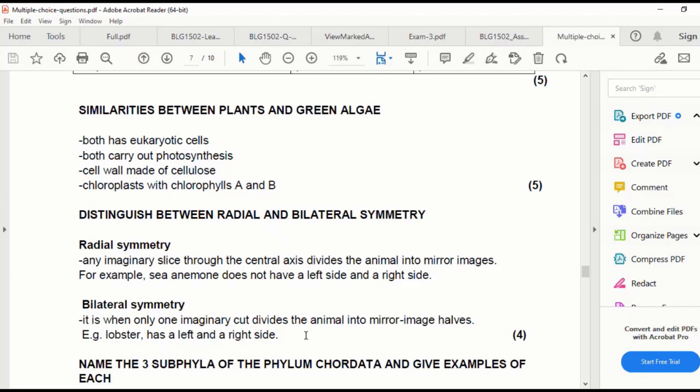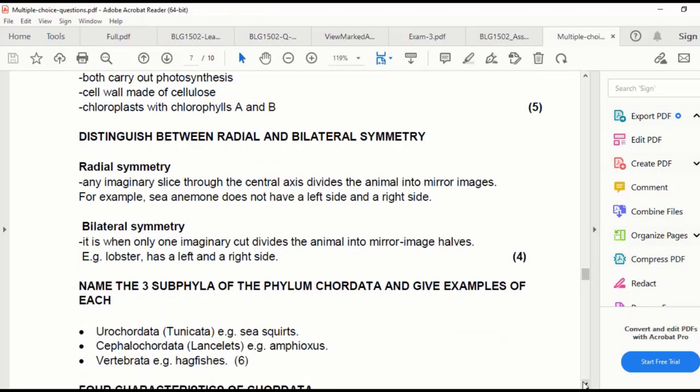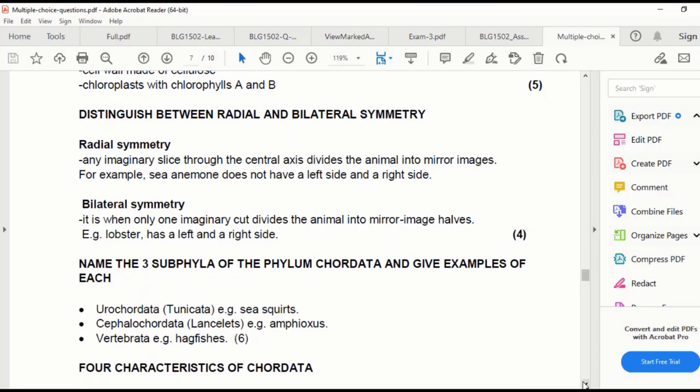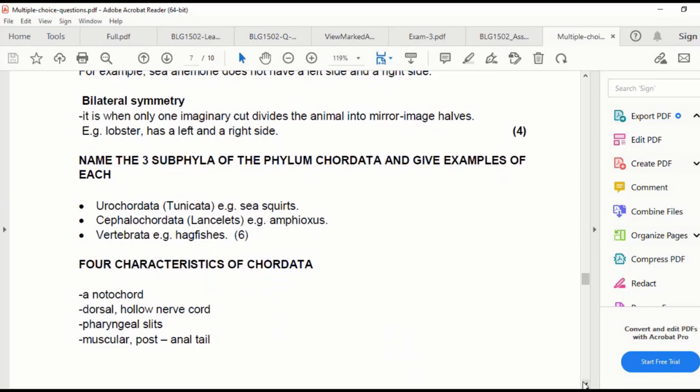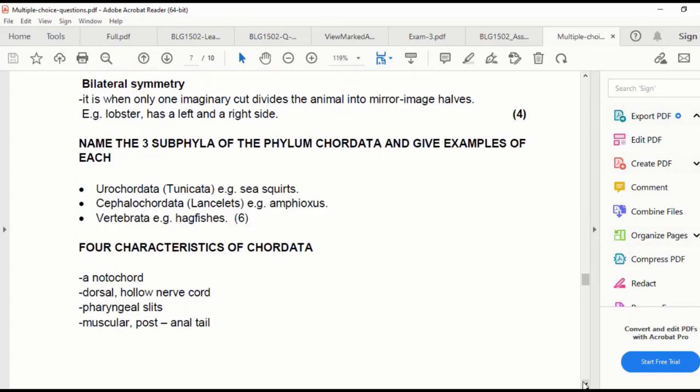Name three subphyla of the phylum Chordata and give an example of each. For the phylum Chordata, we have the Urochordata, which is Tunicata, for example sea squirts; Cephalochordata, which is lancelet, talking about amphioxus; and Vertebrata, for example hagfishes. Four characteristics of Chordata: they have a notochord, a dorsal hollow nerve cord, pharyngeal slits or gill slits, and a muscular post-anal tail.